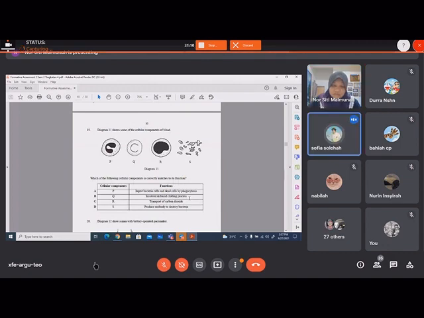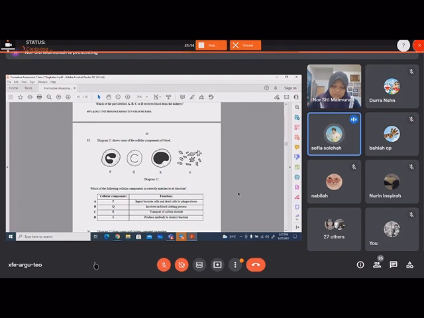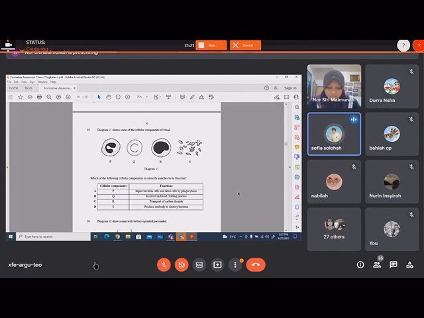Next, number 19, Sophia. Diagram 11 shows some of the cellular components of blood. Which of the following cellular components is correctly matched to its function? B. Ingests bacteria cells and dead cells by phagocytosis. Correct. What is cell P, class? Neutrophils. This is a white blood cell, a leukocyte, a granulocyte, and this is a neutrophil. As you can see, it has a lobed nucleus. Remember, a neutrophil has 2 to 4 lobes of the nucleus. The neutrophil carries out phagocytosis, which will destroy and kill the bacteria by ingesting them.